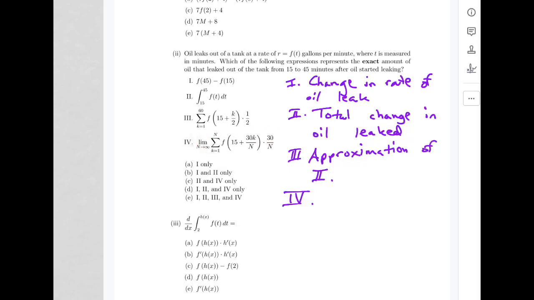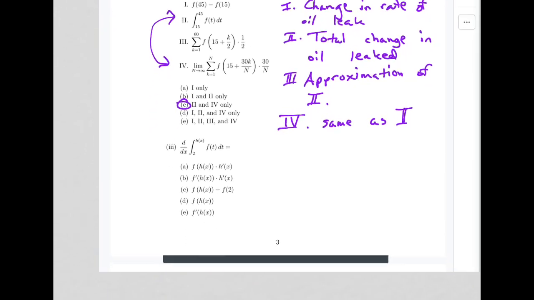And so this is the same thing as this, right? So we could write them the same, and so this is the same as 2. It's just written in its definition of a definite integral form. And so our answer here for exact is 2 and 4 only. 3 is an approximation, and 1 is a change in rate of an oil leak.